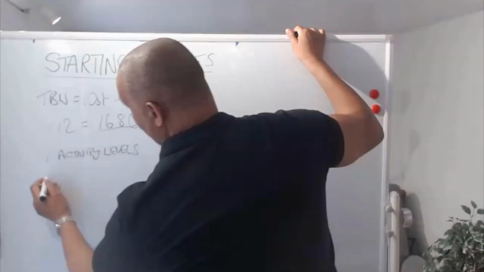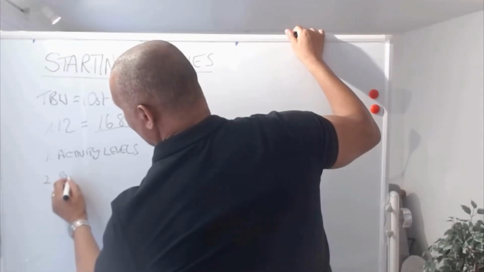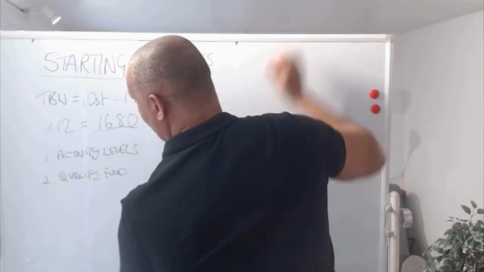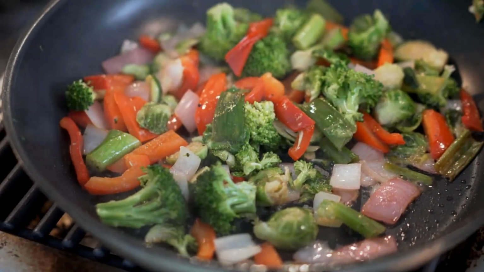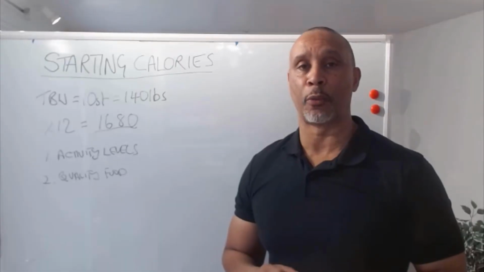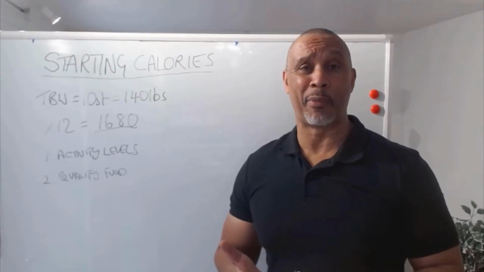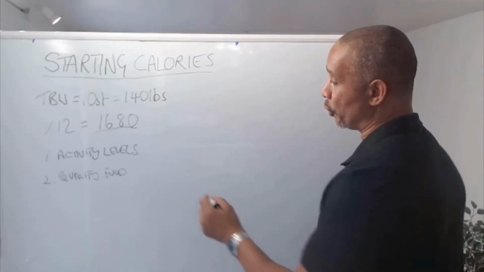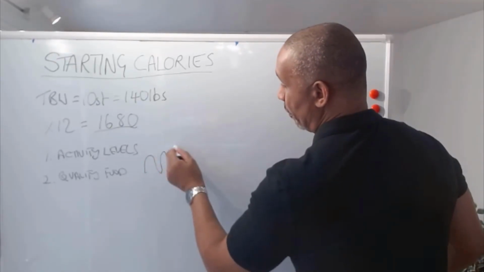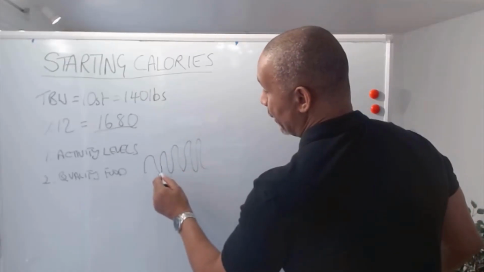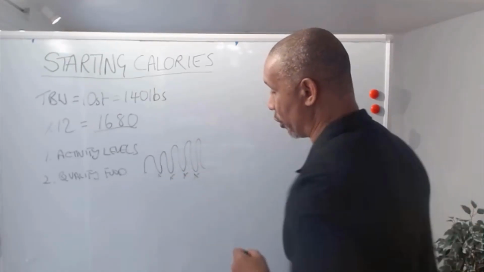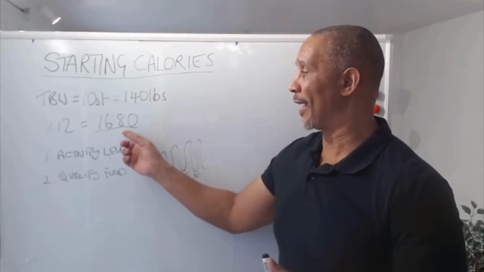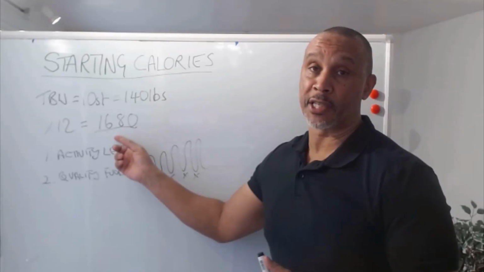Factor number 2 is the quality of your food. So if you're eating predominantly processed foods, high carbohydrates, simple carbs, then the chances are your blood sugar levels will be going up and down, and whenever you hit this trough, you are going to feel as though you need to go back and eat again. So it may be a real challenge to stick with 1,680 calories.